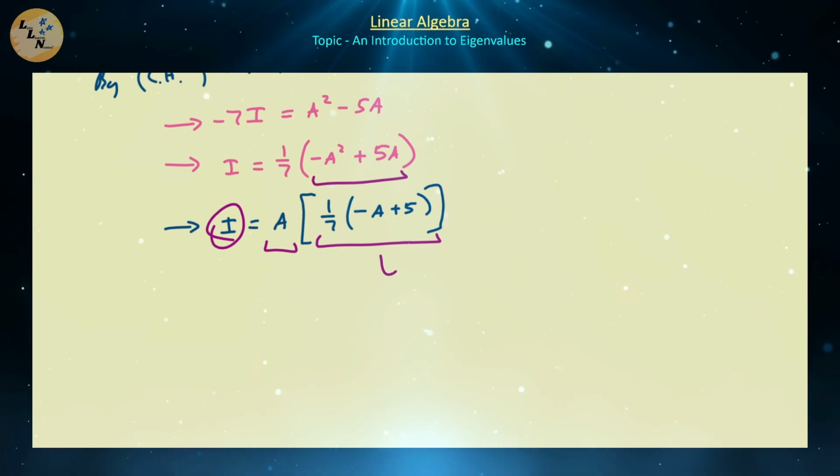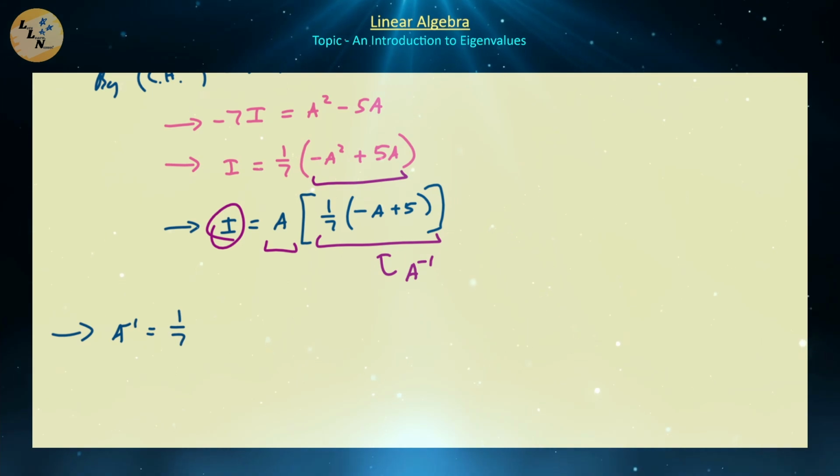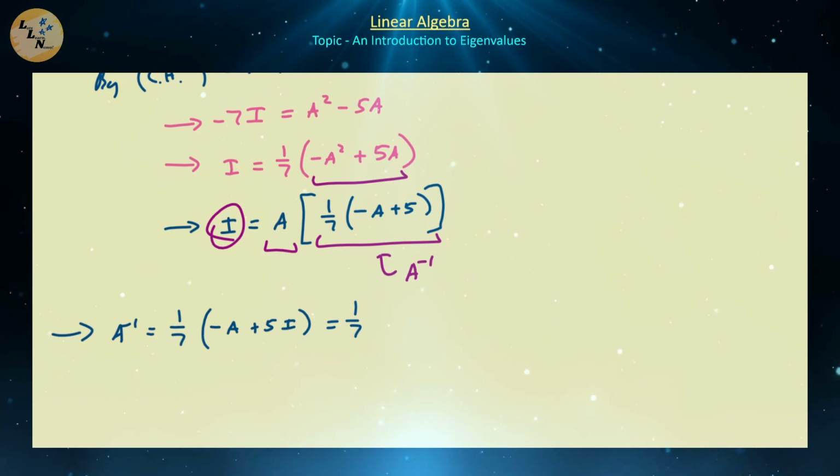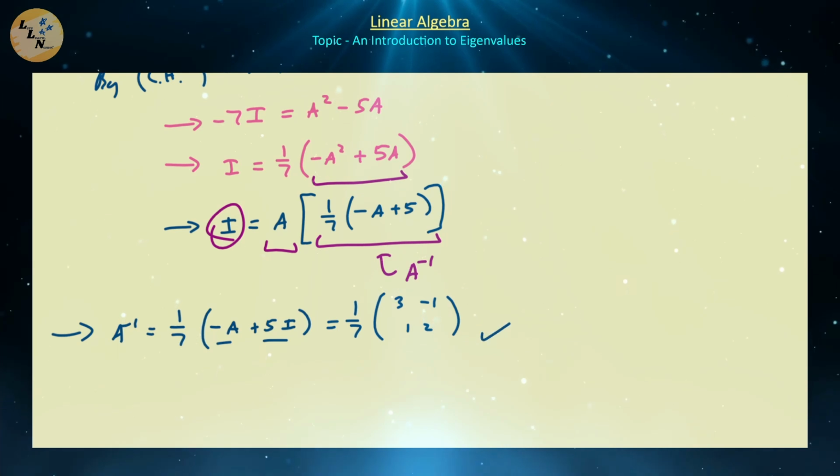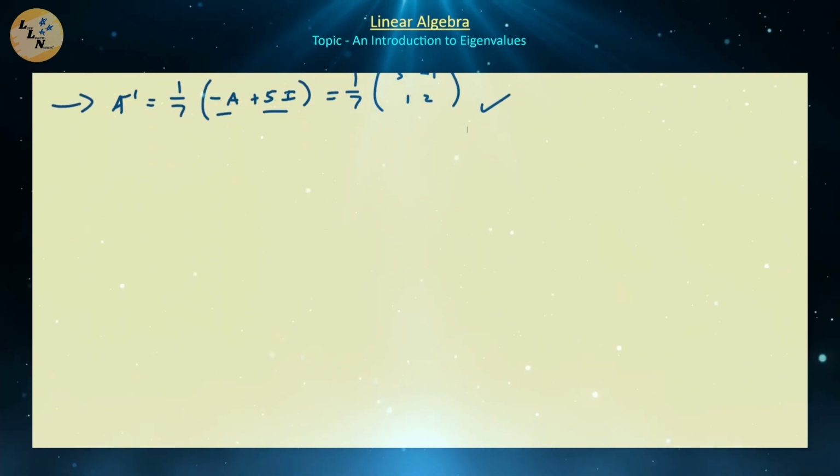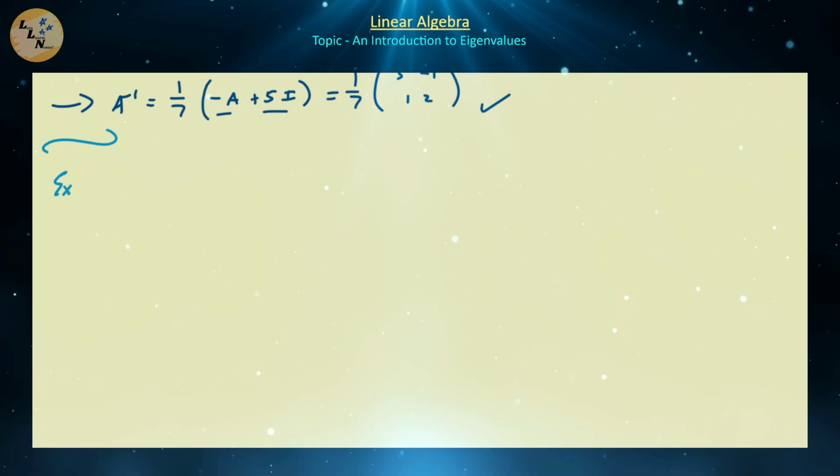So what is so special about this matrix? That would be the inverse of A, right? Now notice I haven't mentioned that A is invertible, but you should be able to check that the determinant is non-zero. So A inverse, by this logic, is going to be equal to 1/7 times minus A plus 5I, which, once you do minus A plus 5I, you're going to have 3, minus 1, 1, 2, which is indeed the inverse of that 2 by 2 matrix that I stated before. Right? So let's look at another example just to convince you.